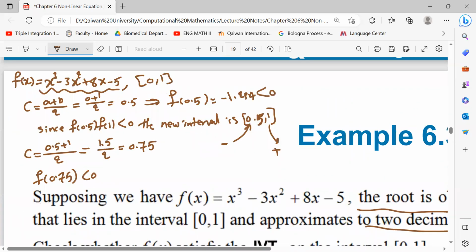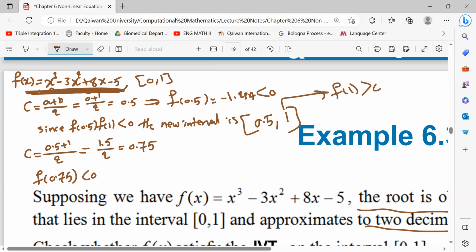F of 0.5 is negative. By using a calculator, you can get the result. It takes time, that's why I'm not doing it for all iterations. Here, f of 4.5 is negative, but our last interval is 0.5 and 1. F of 1 is positive. F of 0.5 is negative. We already found these.